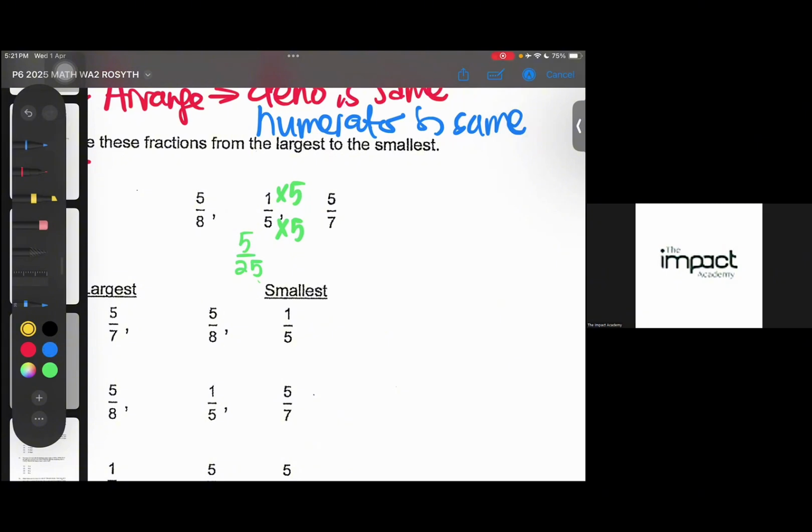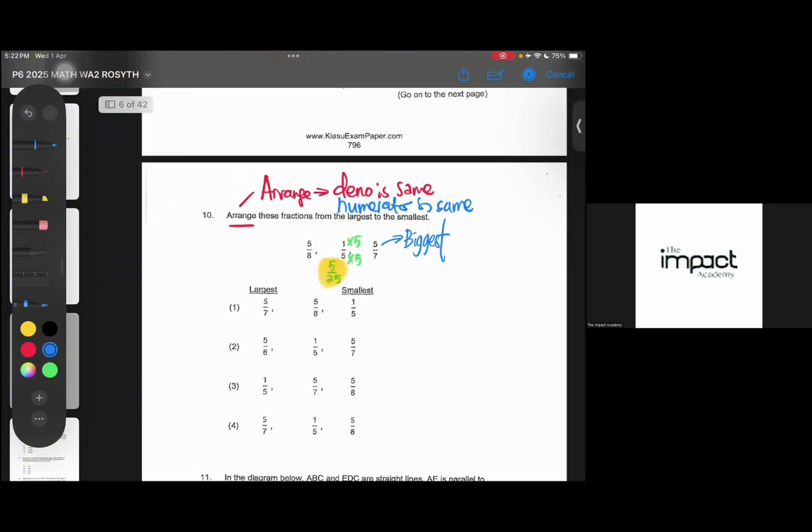Then when it comes to 5 over 25, what happens? I cut into 25 pieces. Already very small, then I give you 5 only. Then you will tell me that so little. Agree or disagree? 5 over 7, smaller or bigger? I have 7 pieces, I give you 5. Bigger, right? So this in fact is my biggest one. Am I making sense or not? Right, this is my biggest. You want to make sure that you write that down first.